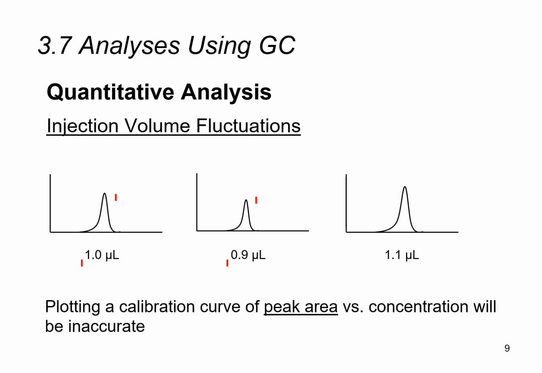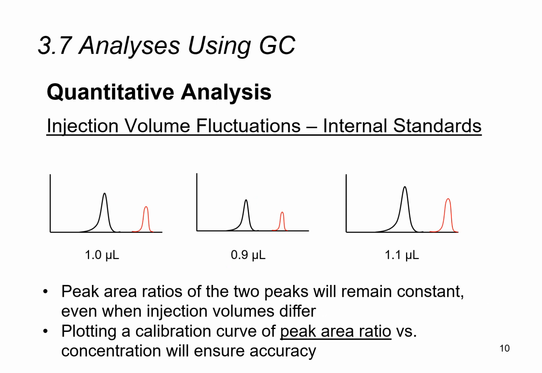And if in the third injection I inject a little bit more, I expect the peak to be a little bit bigger. So if I plot a calibration curve of peak area against concentration, it will not be accurate, because the peak area varies not just based on the concentration, but also on my fluctuation in injection volume. So the question is, how can I correct for that?